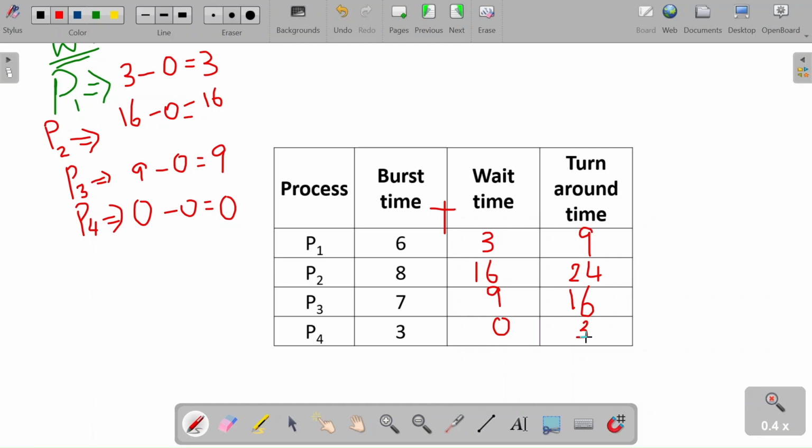Now for the average wait time, the sum of the wait times is 3 plus 16 plus 9 plus 0. Summing up, 3 plus 16 is 19, 19 plus 9 is 28. So 28 divided by 4 gives the average wait time, which is 7 milliseconds.